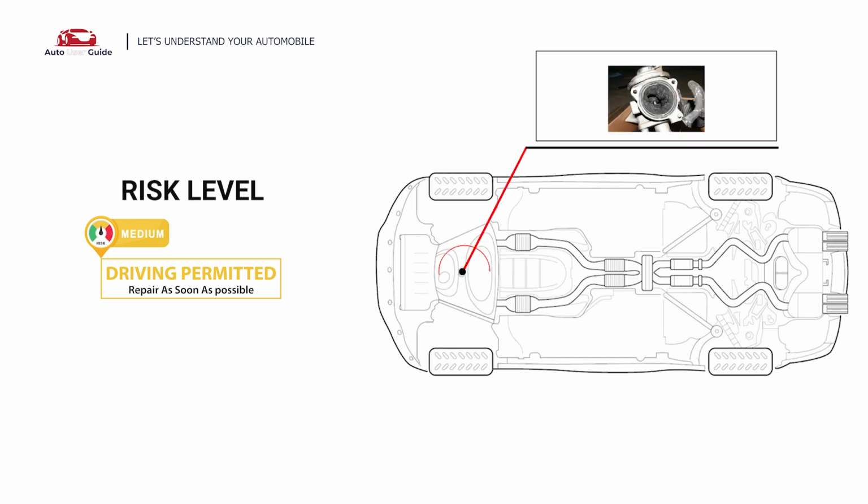This engine code means the ECU has detected a malfunction, such as an open or short in the wiring, a faulty EGR valve or sensor, or carbon buildup affecting the EGR system. Under this circumstance, short-distance driving is permitted, but your vehicle should be repaired as soon as possible.